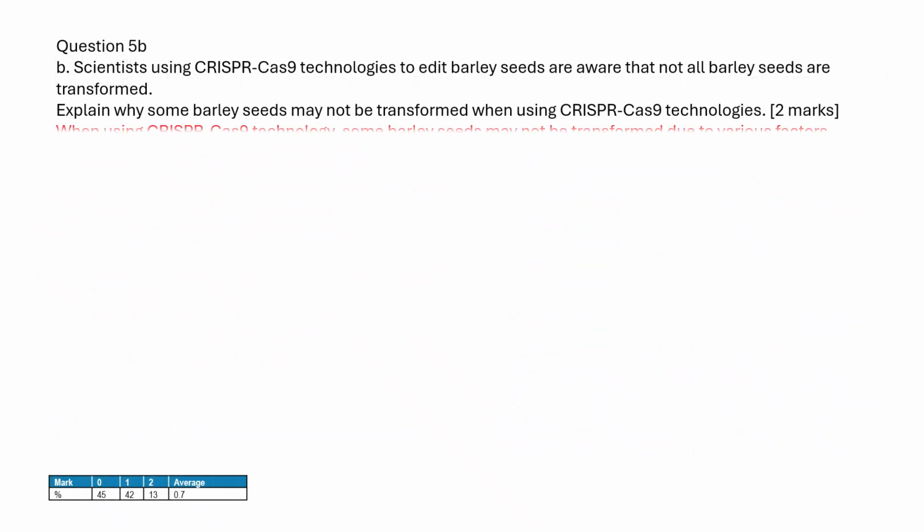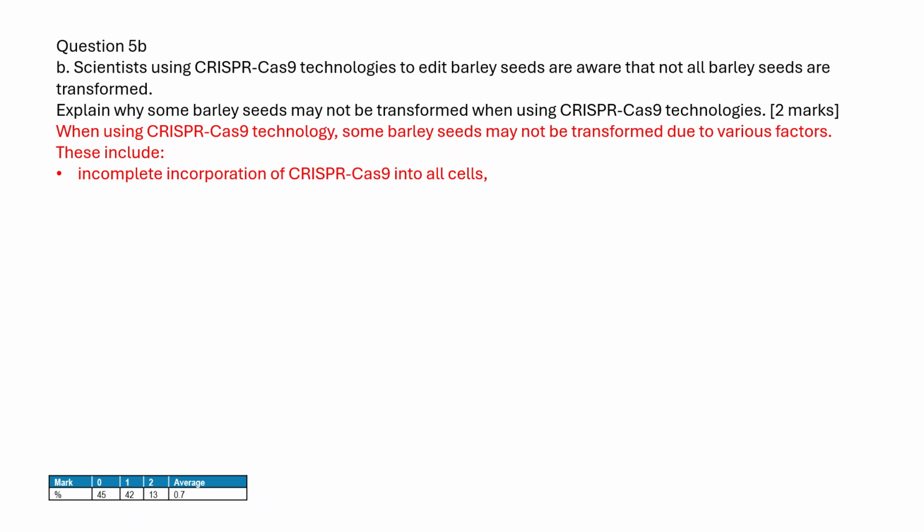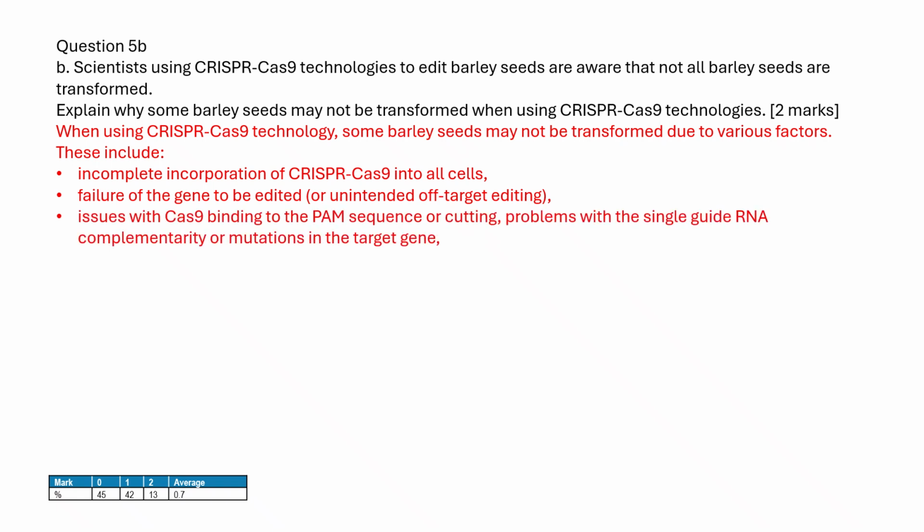When using CRISPR-Cas9 technology, some barley seeds may not be transformed due to various factors. These include incomplete incorporation of CRISPR-Cas9 into all cells, failure of the gene to be edited, or unintended off-target editing, issues with Cas9 binding to the PAM sequence or cutting, problems with the single-guide RNA complementarity or mutations in the target gene, or the cell repairing the Cas9-induced cut without inserting the new nucleotide.